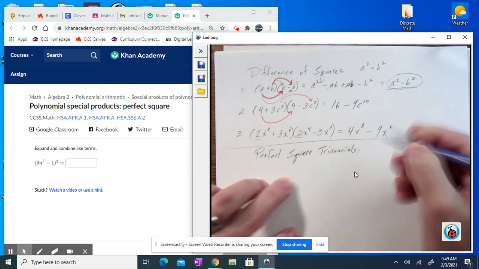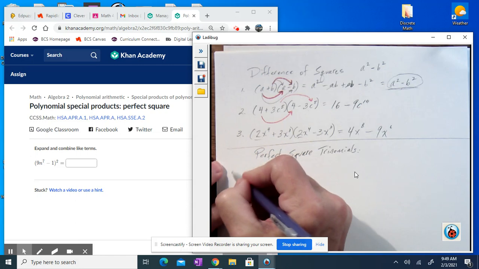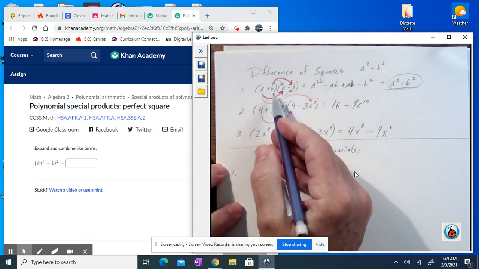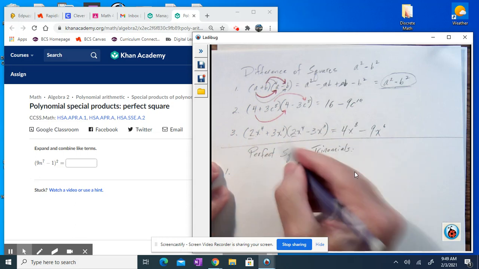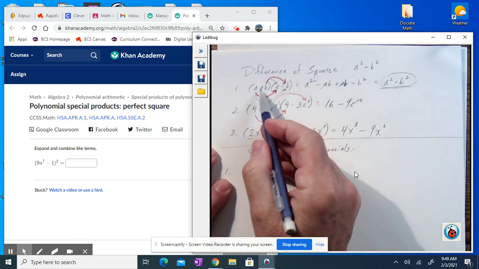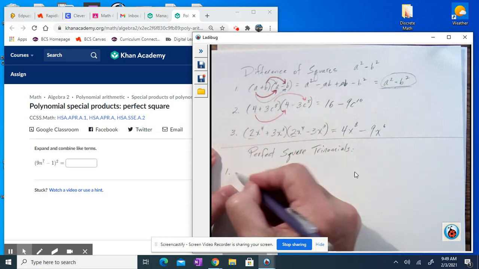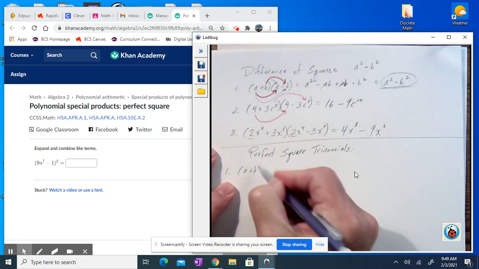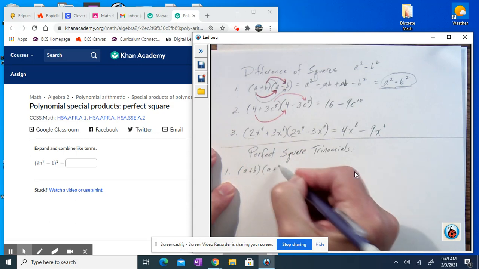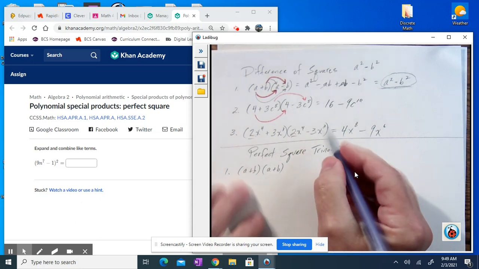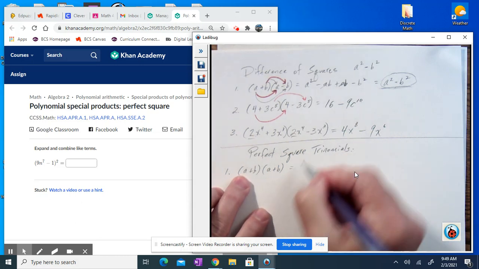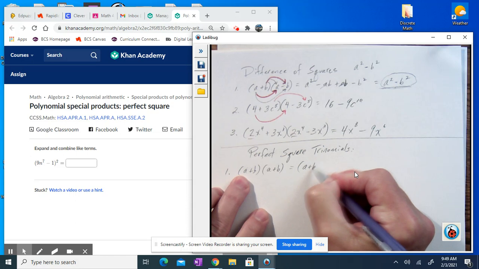All right, perfect square trinomial. Let's look at the same situation where I did a plus b times a minus b. The difference would be, instead of a plus b and then a minus b, you would have a plus b and another a plus b. That could also be written as just a plus b squared, same thing.